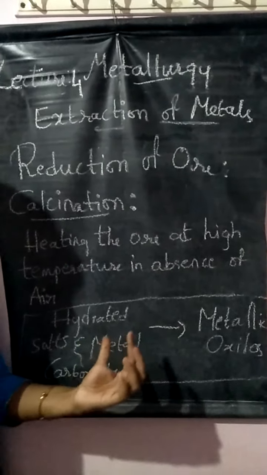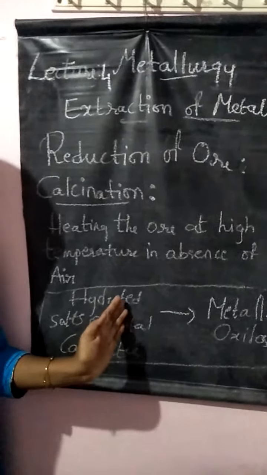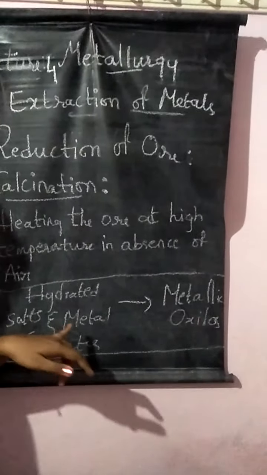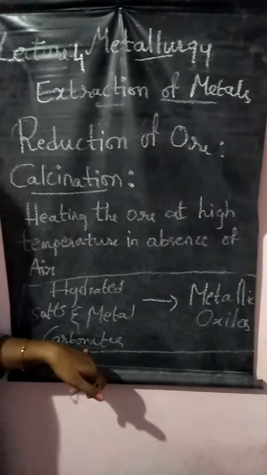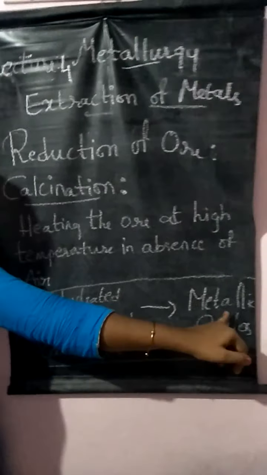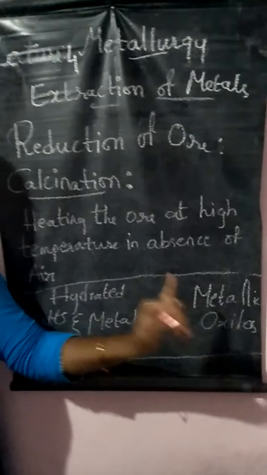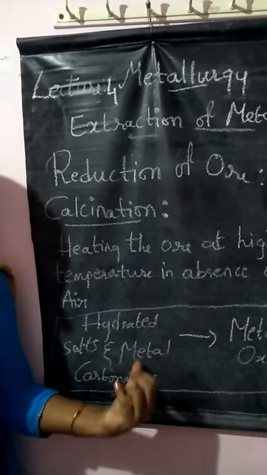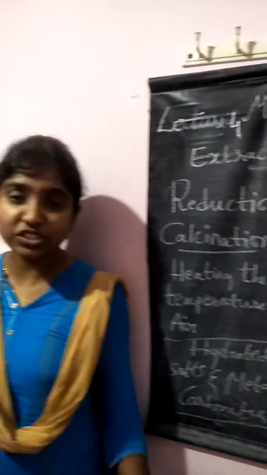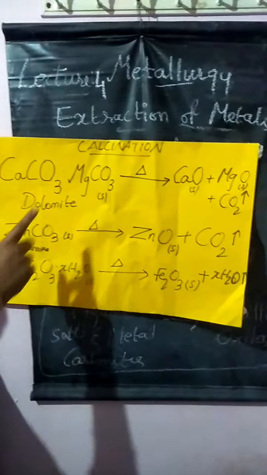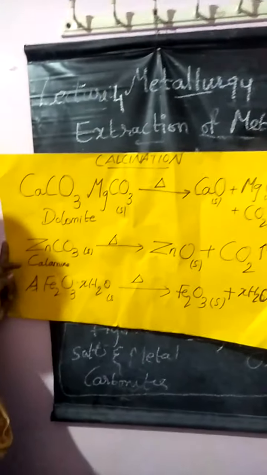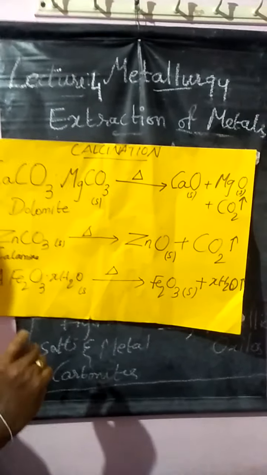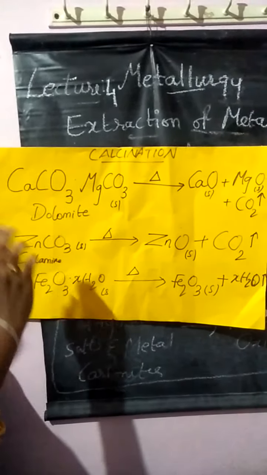And here also, when we are heating them, we are removing the water from the hydrated salt and we are removing the carbon dioxide from the metal carbonates to get our metallic oxides. Now let us take two examples of this hydrated salt and metallic oxides so that you will understand calcination much better. In calcination, as I have said, we are heating the ore in the absence of oxygen.